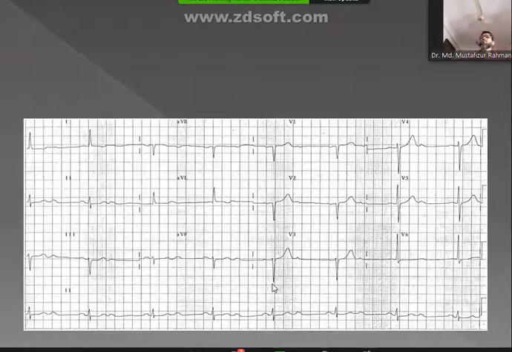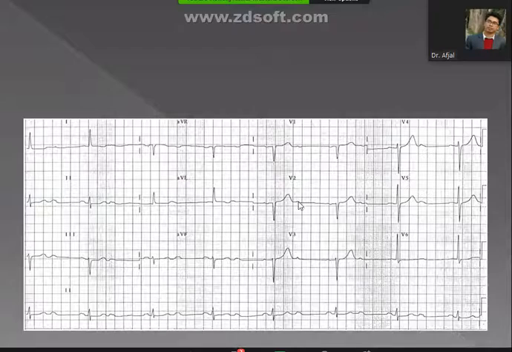Okay. Next one, what is it? The rhythm strip is showing P wave followed by QRS. This P wave is not conducted, this P wave is conducted, this one is not. Every alternate P wave is non-conducted. 2:1 AV block. 2:1 second degree AV block.